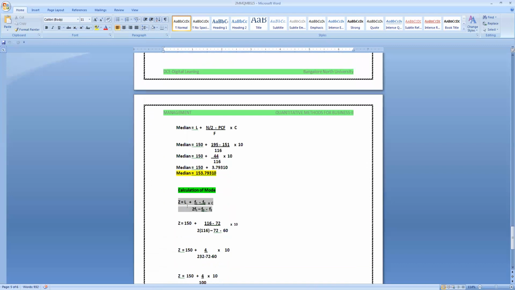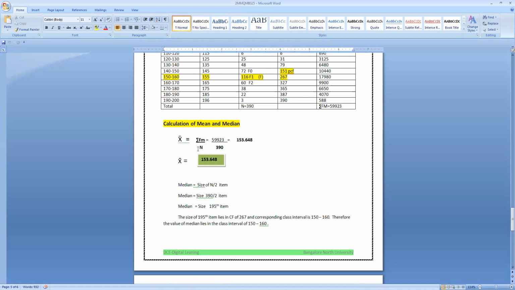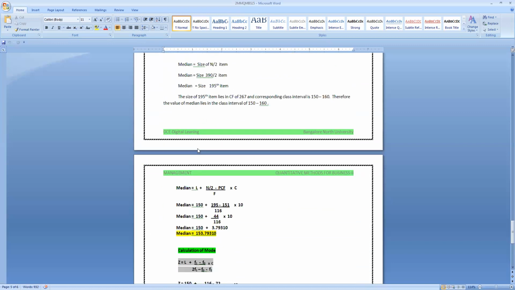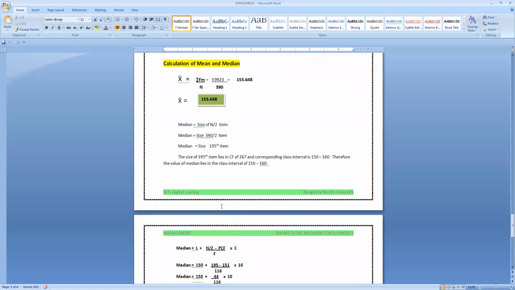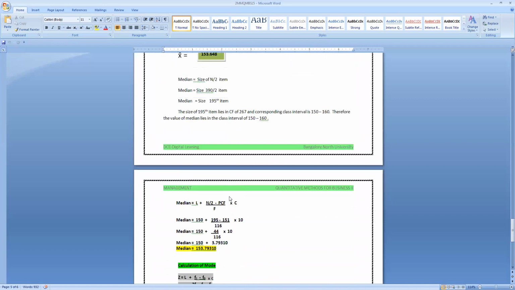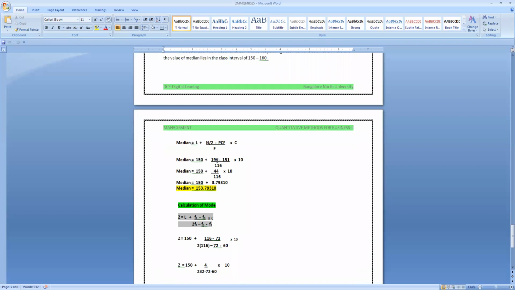Now we substitute the same in the formula. Median equals L plus N by 2 minus PCF by F into C. The lower limit of the class interval is 150, and N by 2 is already calculated, 195, minus 151, divided by 116, into 10. 150 plus 195 minus 151 is 44 by 116 into 10. The value we get is 3.79310, which is then added to the lower limit 150. Therefore, the value of median is 153.79310.